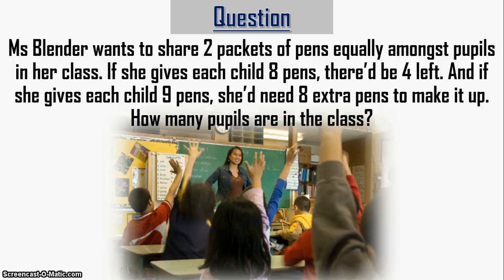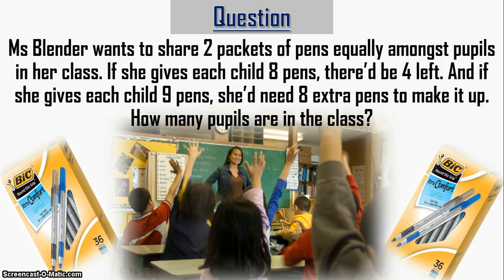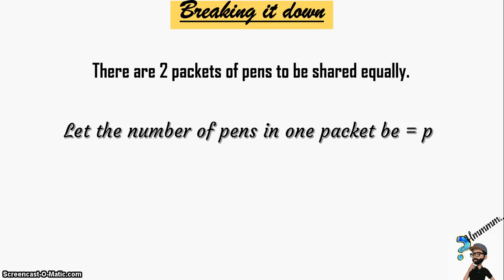As we do, we break down problems step by step and then bring it back together. So let's break it. It's about sharing pens, you know that? Beautiful. There are 2 packets of pens to be shared equally. We don't know the number of pens in each packet, remember? So one thing you do is use a letter for it. So we say let the number of pens in each packet be P. So if you have 2 packets, you would have what? 2 times P, which is 2P.